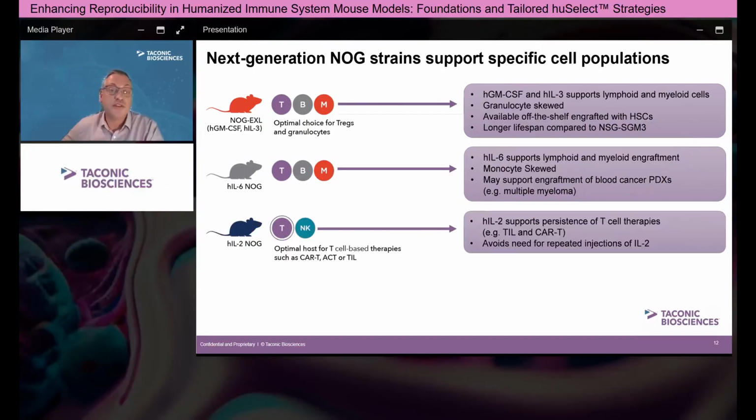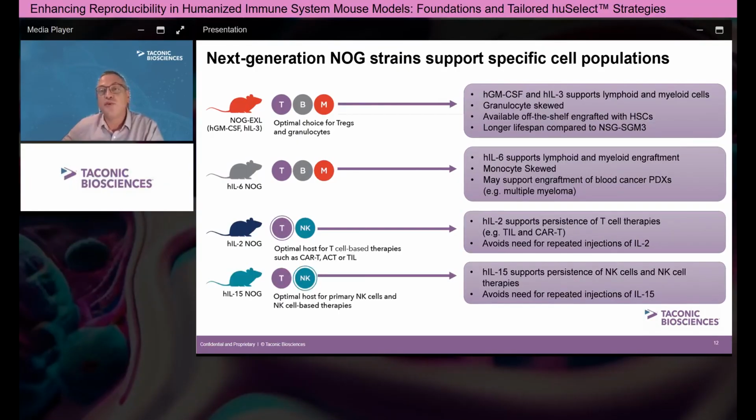Some of our other models include IL-6, IL-2, and IL-15 transgenics. Each of these are used for specific purposes. IL-6 in particular tends to support more monocyte populations, whereas IL-2 and IL-15 NOG have much more specialized uses and are typically not used for hematopoietic stem cell engraftment.